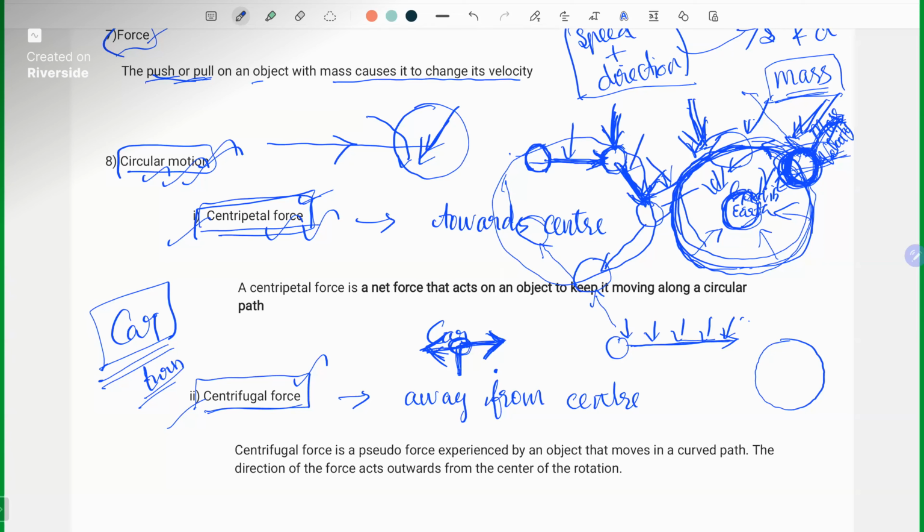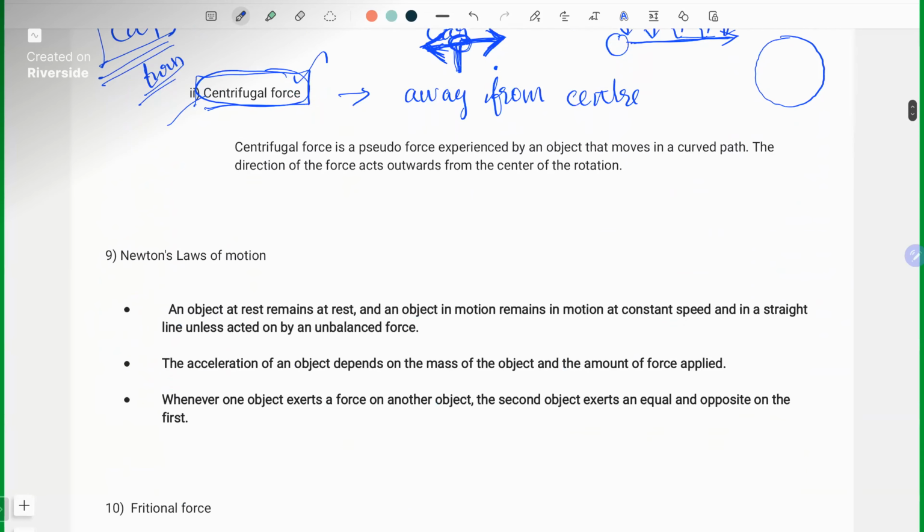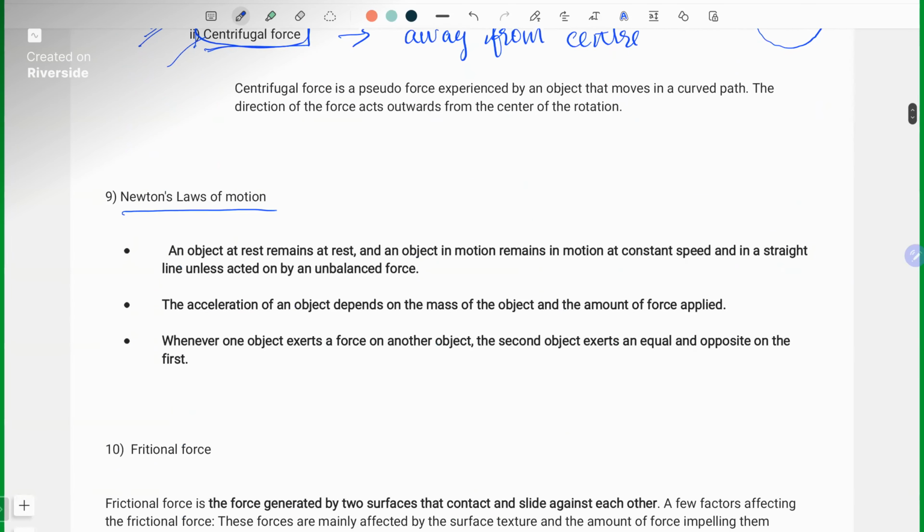Okay, the force which we experience in the opposite direction when we make a turn, that is centrifugal force. Okay, I think it is clear now. We'll go into Newton's law of motion. And the first law of motion, can anyone explain what is the first law? First law is basically law of inertia. What is inertia?